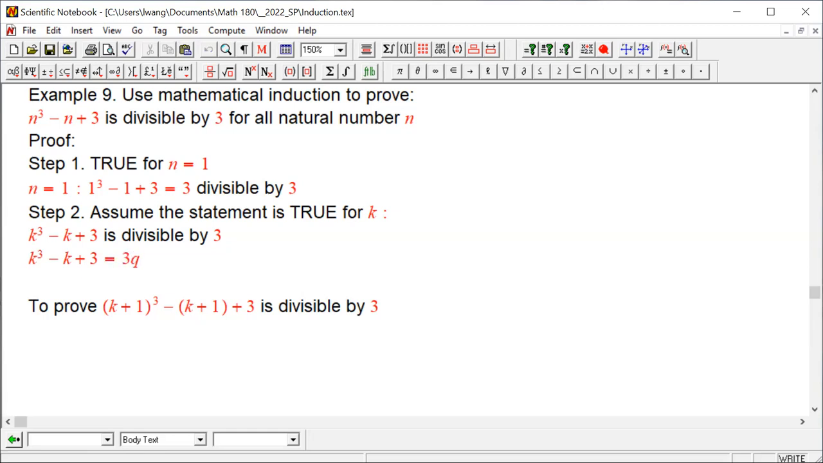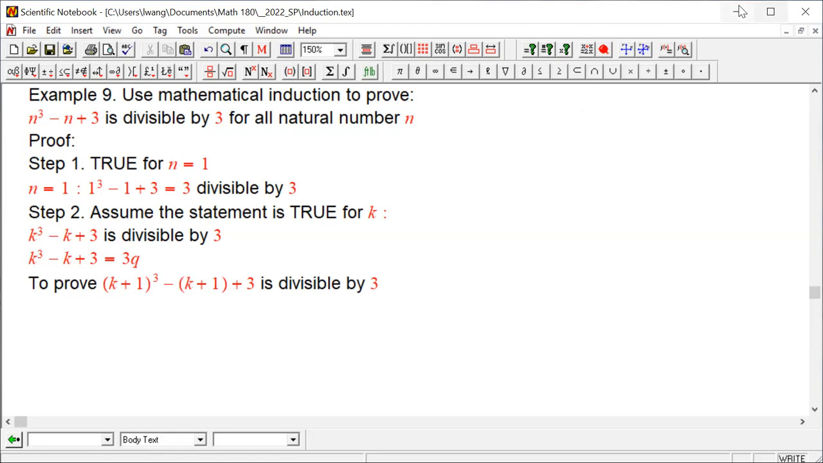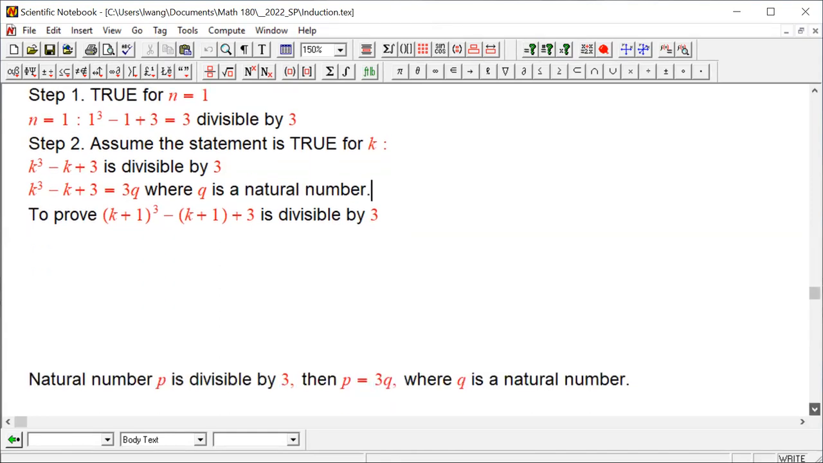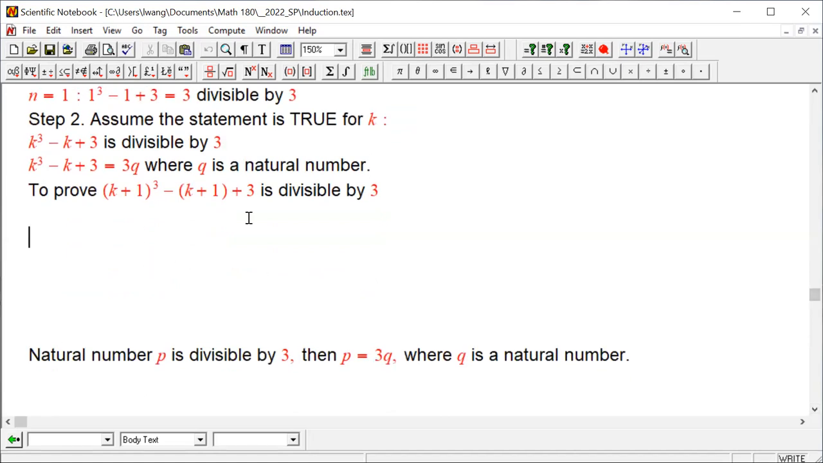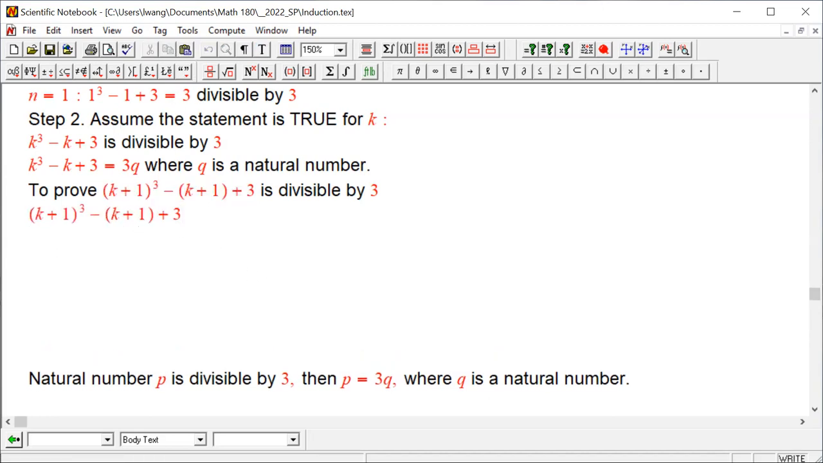As 3 times q, where q is a natural number. Okay? So now we're going to work with this piece. Working with this piece, we're going to have to FOIL. Right? And what do we get for FOILing this?